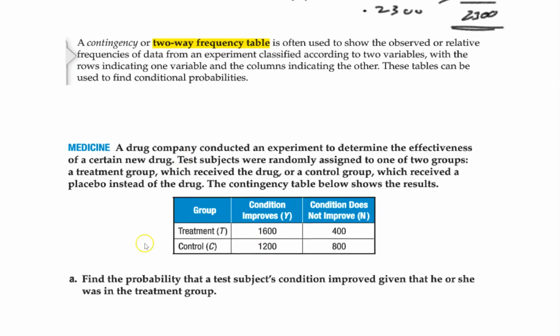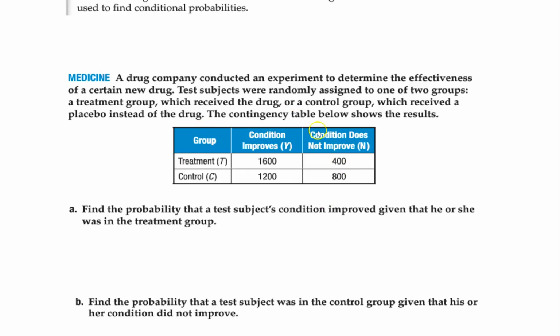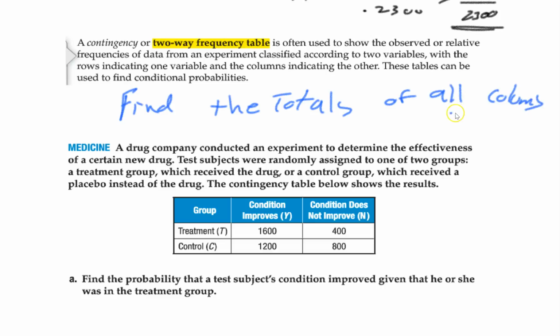Now, two-way frequency tables. You're going to like these. So a two-way frequency table is this. It's kind of all the same idea, but classified in a two-way frequency table, which is this right here. So here's an example where we have treatment, control, condition improves, condition does not improve. So right here we have two things. We have what happens there. So there's one key to a two-way frequency table, and that is find the totals of all columns and rows. All columns and rows. So that's the key to a two-way frequency table.